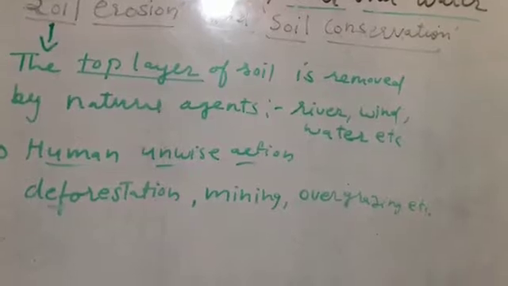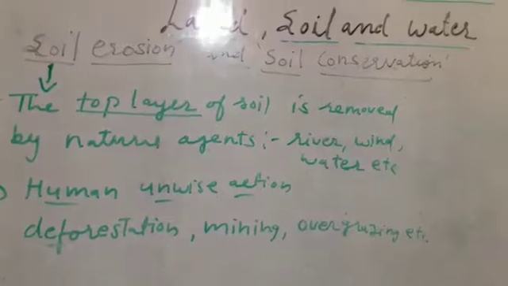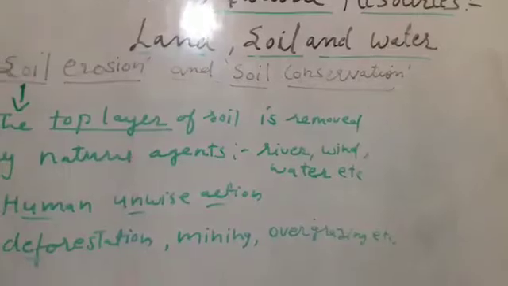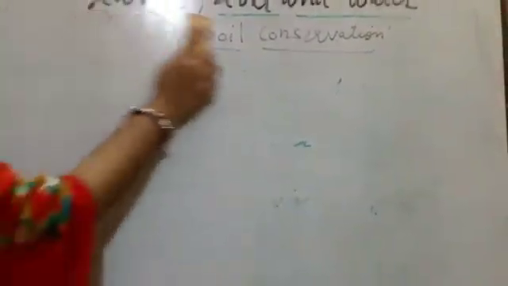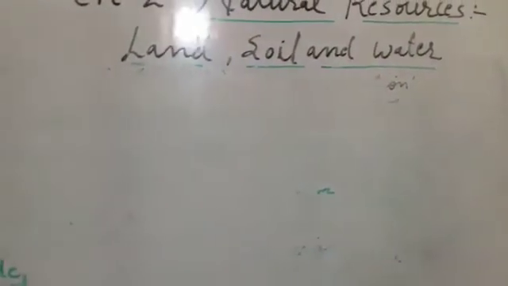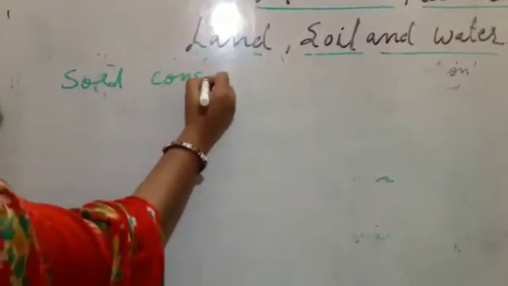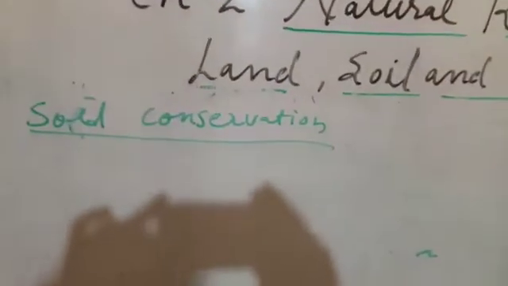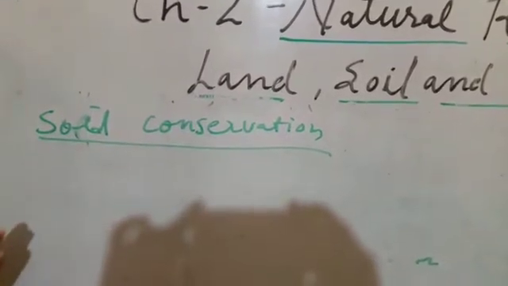So we have to conserve the soil. As I told you, soil is very important for human beings and animals, of course. So now we will discuss some methods for soil conservation. Soil conservation means, as you know, prevention of soil from being eroded.